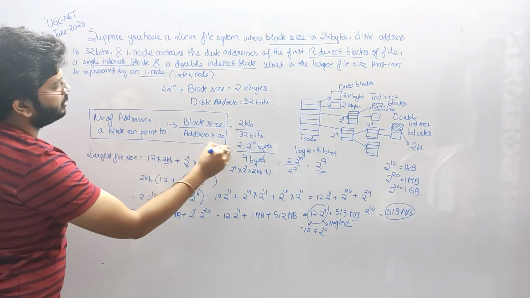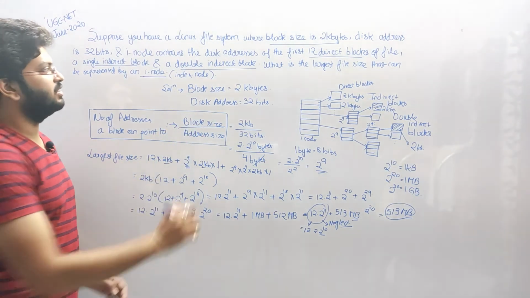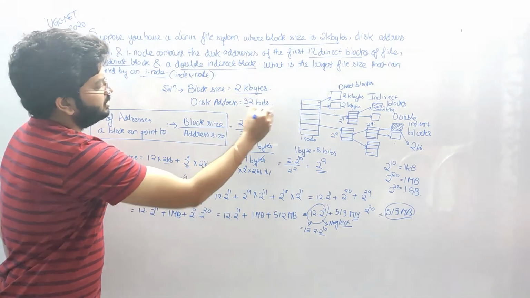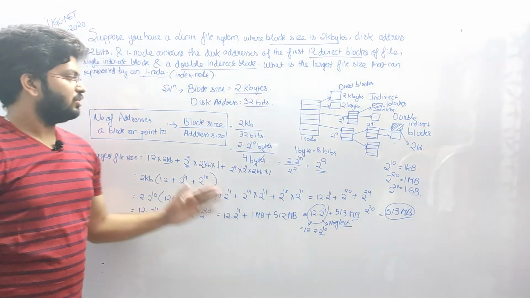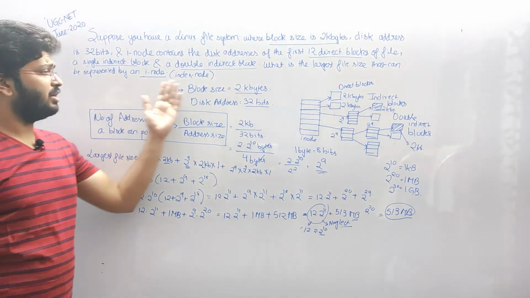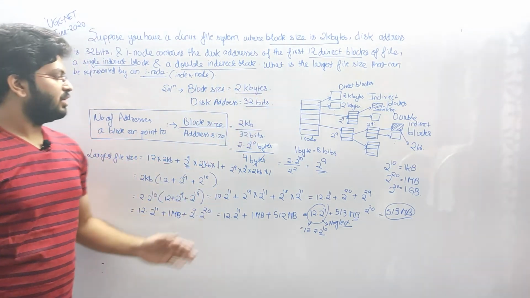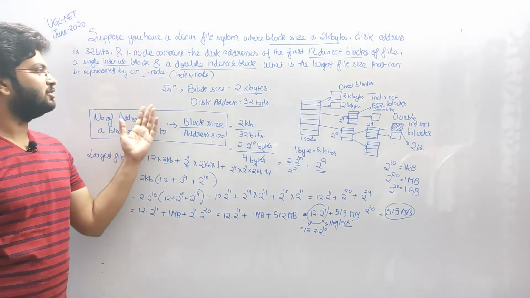The number of addresses a block can point to is block size by address size. The block size will be given here, and this is the address size. So with just this one formula, and remembering this reference, you will be able to solve this kind of question easily. Hope this video helps you out.